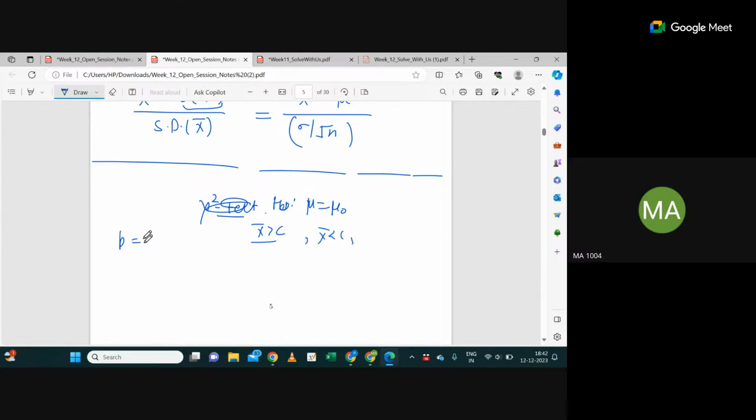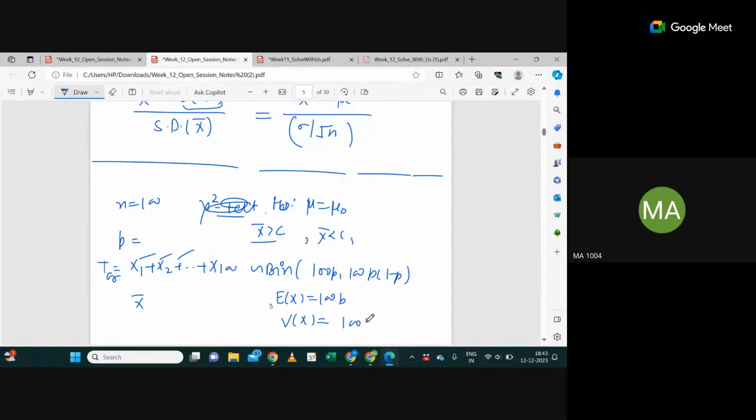In that scenario, you can go with the numbers, summation of each xi. This is one way, or you can go with the x bar also, no problem. If all xis are Bernoulli, then it will be binomial. For example, there are 100 samples. In this case, your expected value will be 100 times p, and variance will be 100 p into 1 minus p.